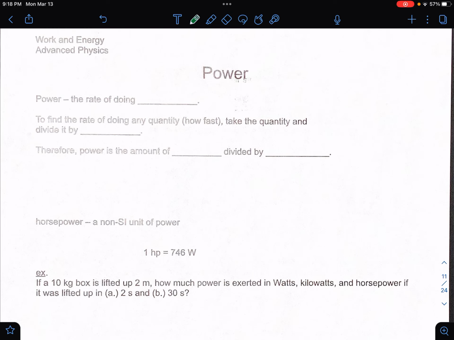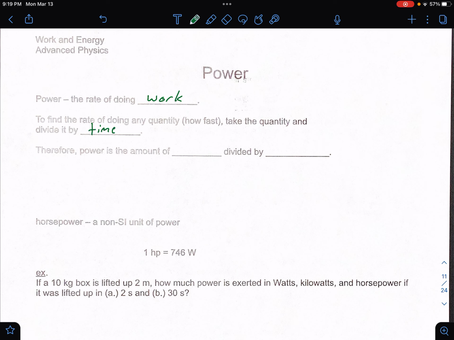All right, so this video is going to go over pages 11 through 13. So we're going to start talking about power in this one. Power is the rate of doing work. Basically, how quick can you get the work done? To find the rate of doing any quantity, how fast, you take the quantity and divide it by time.